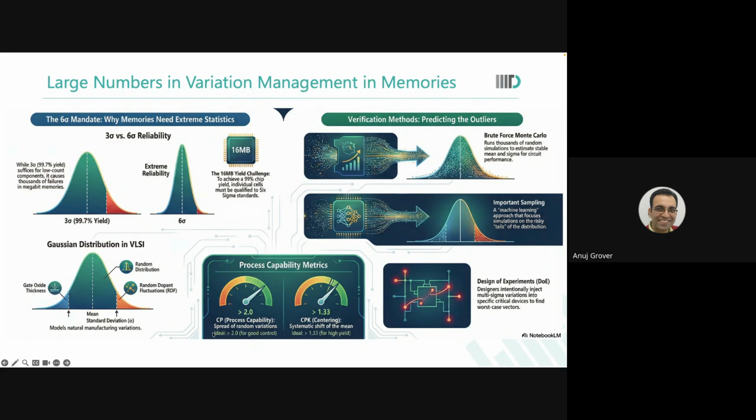Then another thing we talked about was process capability. There were two metrics in process capability. What were they? We called them CP and CPK. What did they represent? CP represents the statistical distribution, and CPK tells about the centering.